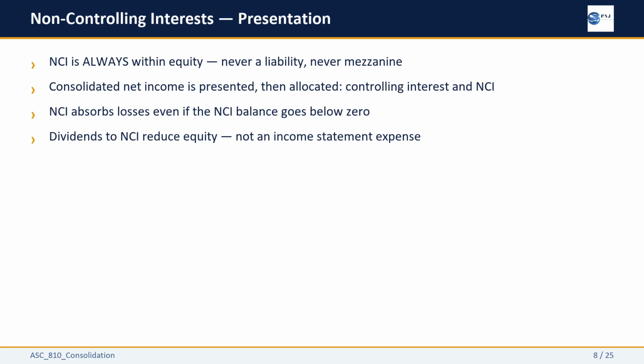Non-controlling interests are always equity. No exceptions. The consolidated income statement shows total group net income, then splits it, the parent's share and the NCI's share, both on the face. NCI continues absorbing its proportionate losses even when the balance goes negative. This is different from the equity method, which stops at 0. And dividends paid to NCI holders reduce the equity balance. They are not an expense.